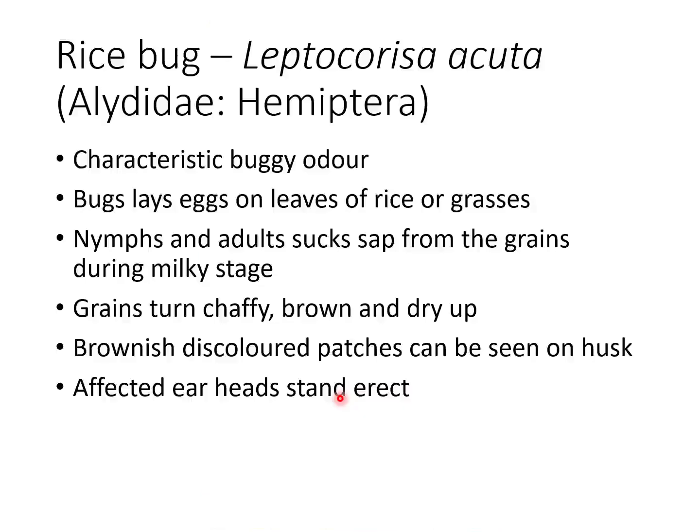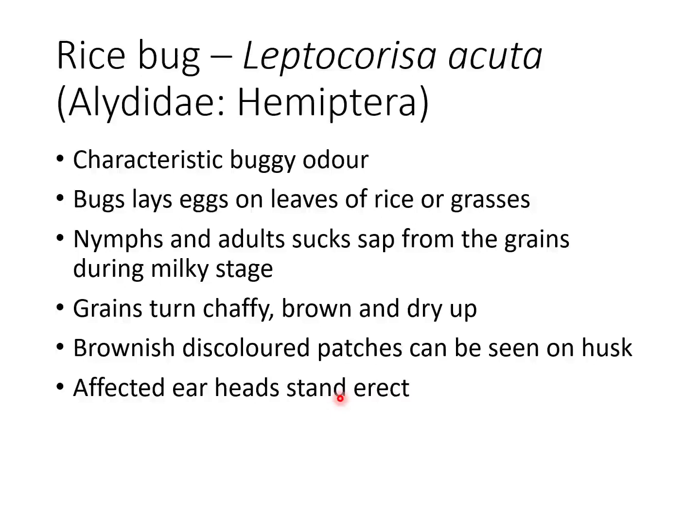Nymphs and adults suck sap from the grains in the milky stage. Grains turn chaffy, brown and dry up, and we can see small brownish spots on the husk that I have shown you. And because of the reduced filling of the grains in the panicle, the affected earheads will stand erect. So the symptom will be almost similar to white ear of rice stemborer, but the one thing is that in white ear the entire panicle will be chaffy. Here only a few grains in the panicle will be chaffy, and in this way we can confirm that.